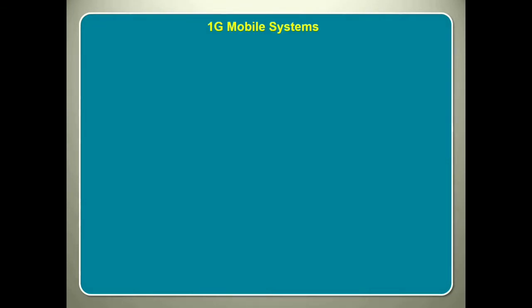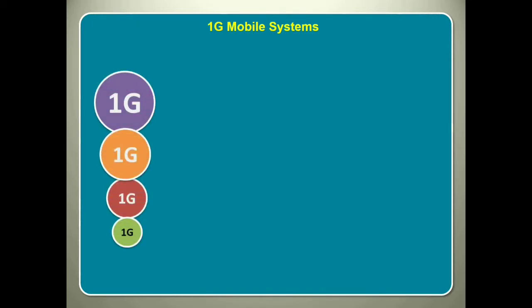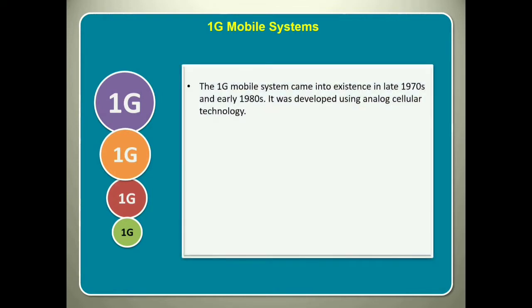Now let us look at various mobile telecommunication technologies developed over the years. Let us begin with 1G mobile systems. The 1G mobile system came into existence in the late 1970s and early 1980s. It was developed using analog cellular technology. They featured voice facility and were based on circuit-switched technology.